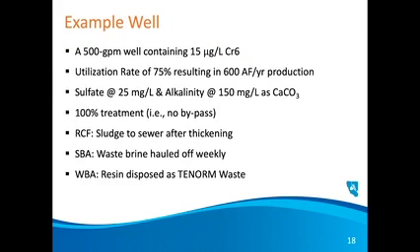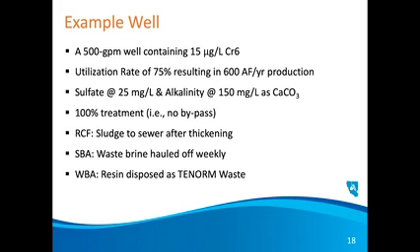So I'll do it quick. An example: a 500 GPM well, I took a shot at 15 micrograms per liter chrome 6, utilization rate of 75%. That means it generates about 600 acre-feet per year.